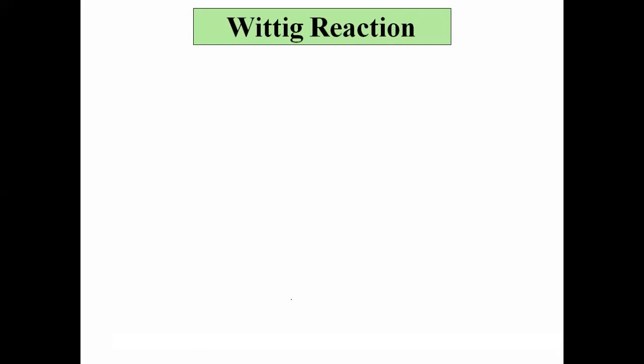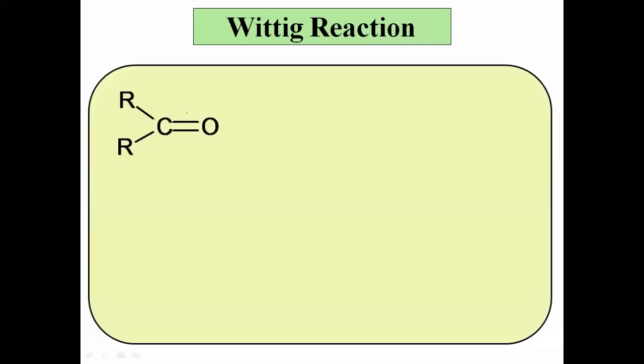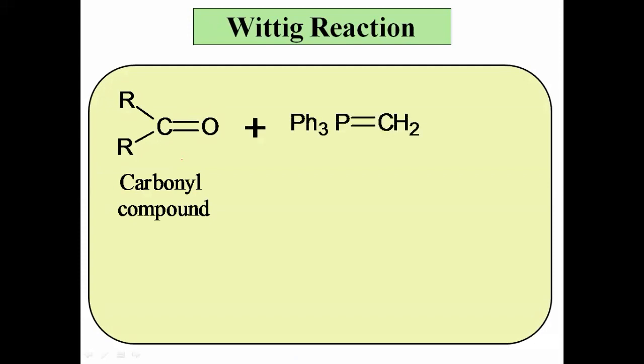We are studying the next reaction here, and this is nothing but the Wittig reaction. Now let us see a general example first. I will explain a general example. R C double bond O R. This is nothing but just a carbonyl compound. It may be an aldehyde or it may be a ketone. Now when this carbonyl compound, aldehyde or ketone, is treated with a specific reagent. This is a specific reagent.